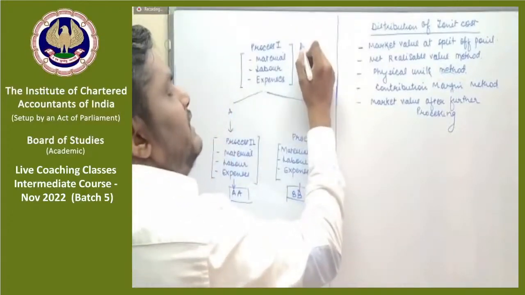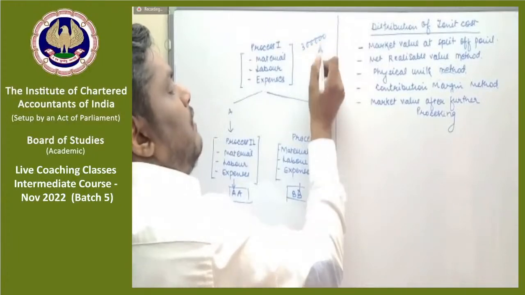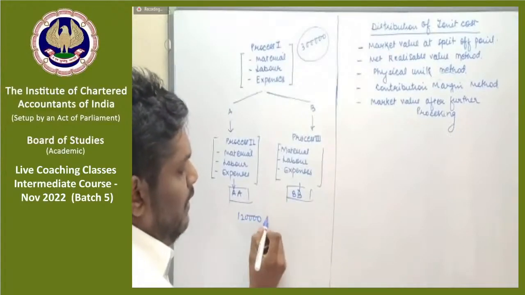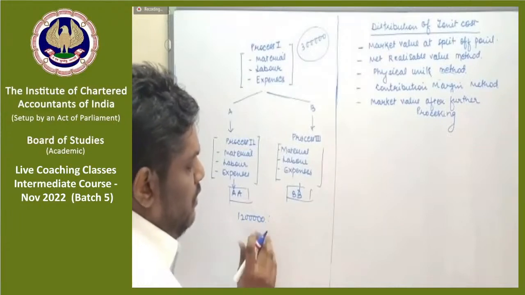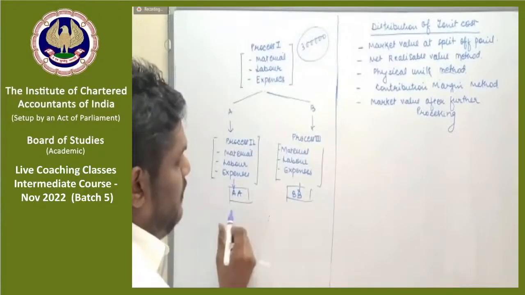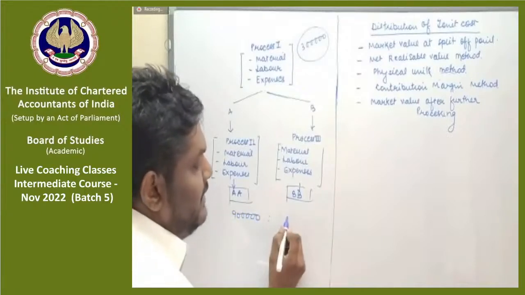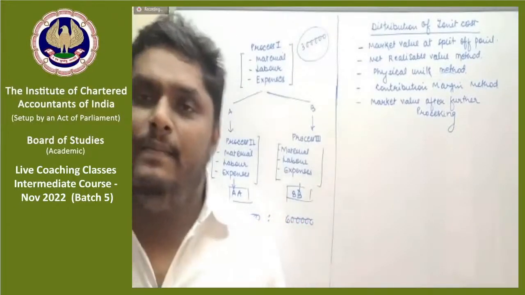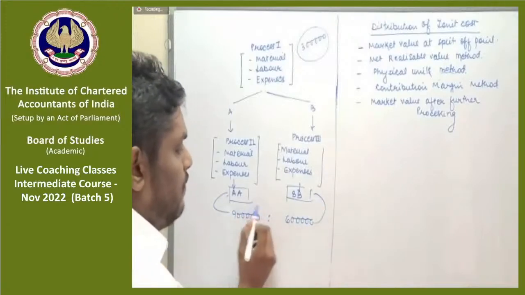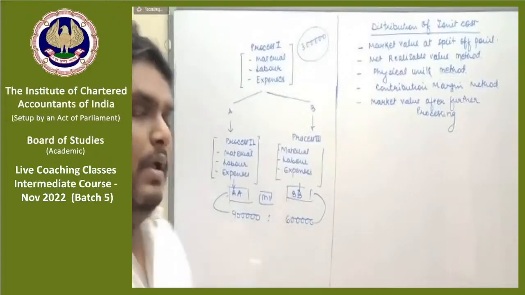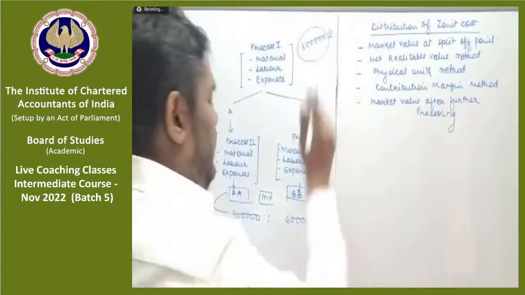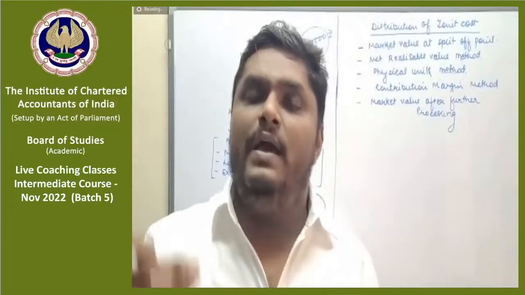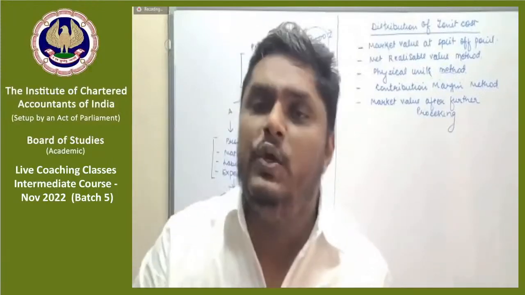Let's say my joint cost is 3 lakh and the market value is given, that is 9 lakh and 6 lakh of A and B. I repeat again, my joint cost is rupees 3 lakh and no information is given in the question, or if some information is given, we are not able to calculate the ratio.